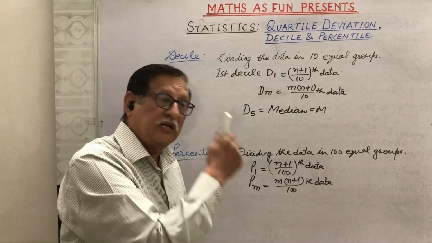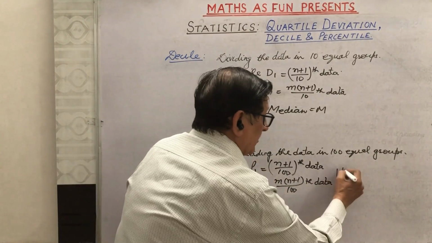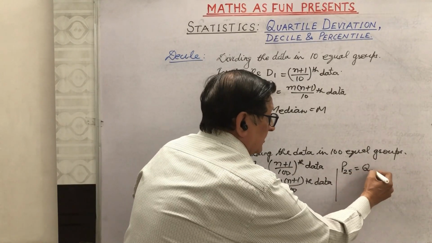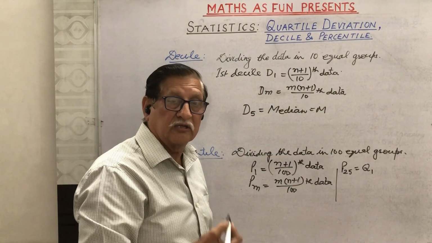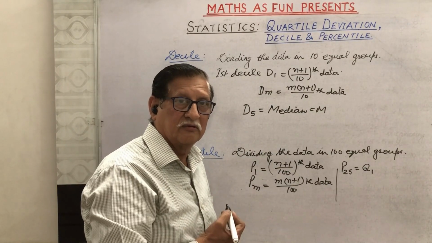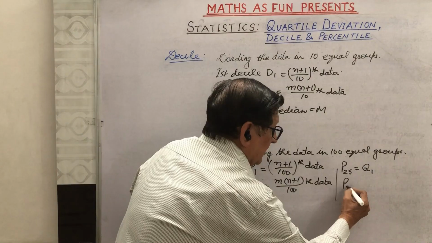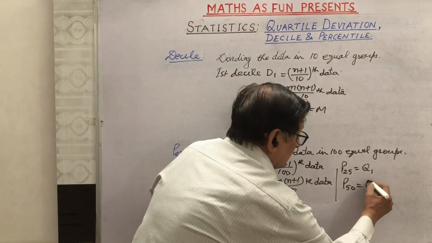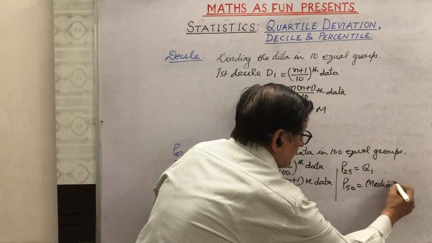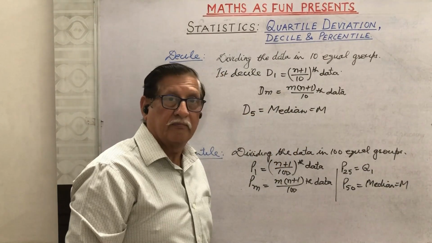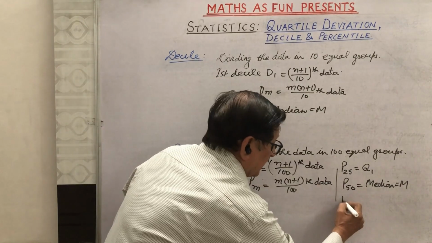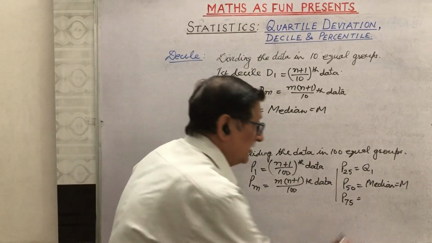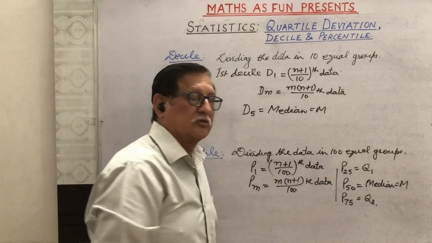And here we can very easily see that P25, the 25th percentile, will be representing quartile 1, that is the first quartile or Q1. Similarly, P50, the 50th percentile, will be the middle value, so this will be same as the median. And we can see P75 will represent the third quartile, that is Q3.